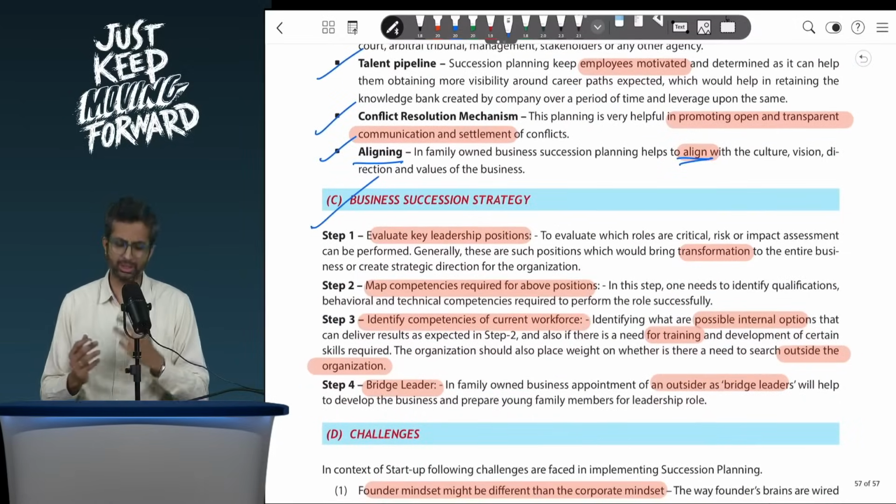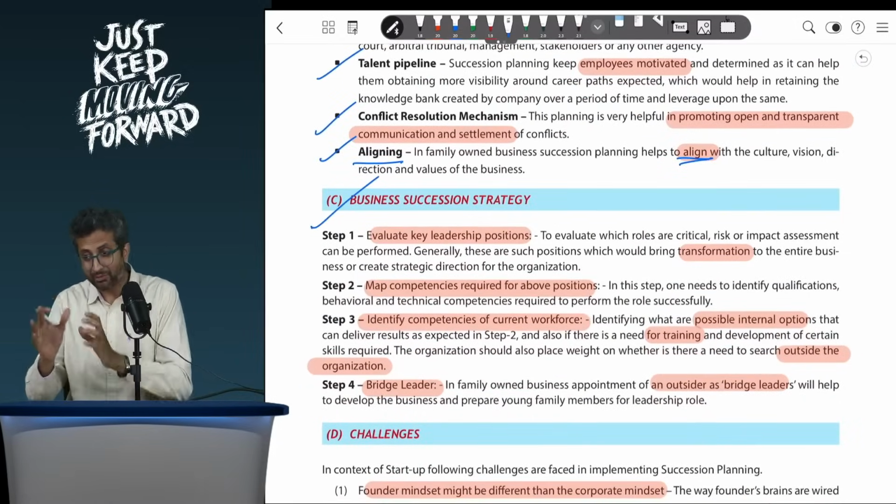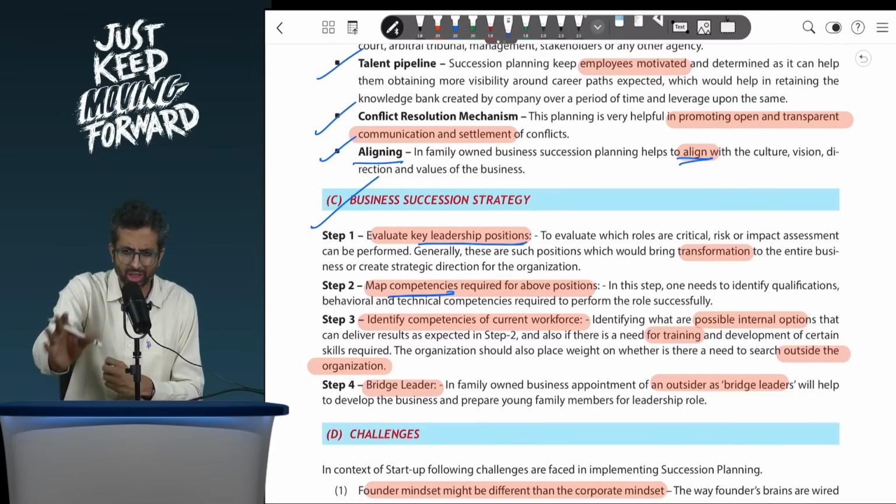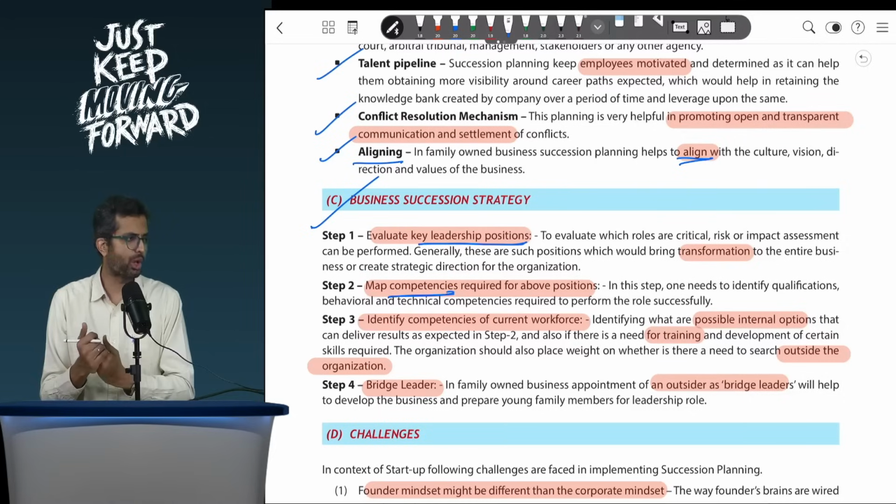Business succession strategy. So this is divided into 4 steps. First, you identify the positions which need it. So what are the key leadership positions for which you need to plan. Second, you look for the competencies inside those positions. So what does an ideal candidate need to have? What are the competencies they need to have for this position?